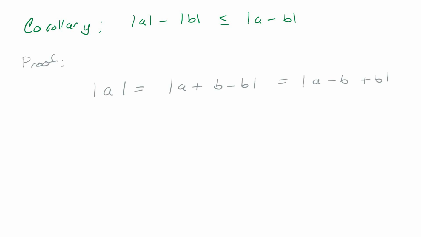All right, here's the proof. What you do is you write a as a plus b minus b. You're just adding a zero. So it's a trick that we use in real analysis. You're going to see this again.